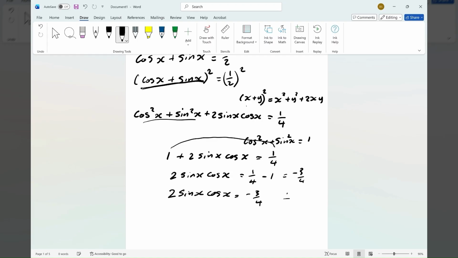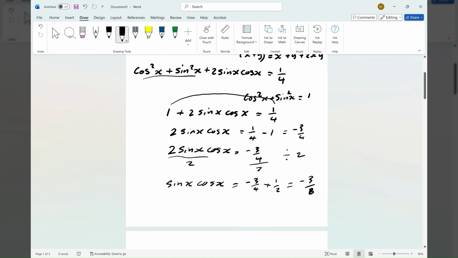Now let's divide by 2 and divide by 2. We are now left with sin x cos x is equal to negative 3 upon 4 times 1 upon 2, which is equal to negative 3 on 8. Therefore, we have sin x cos x is equal to negative 3 on 8.